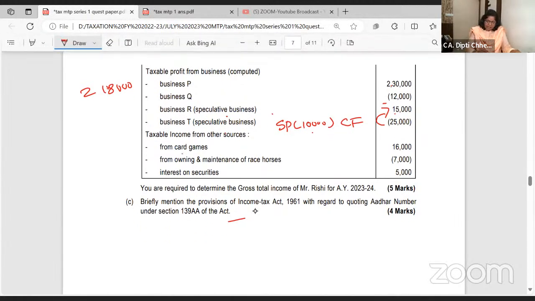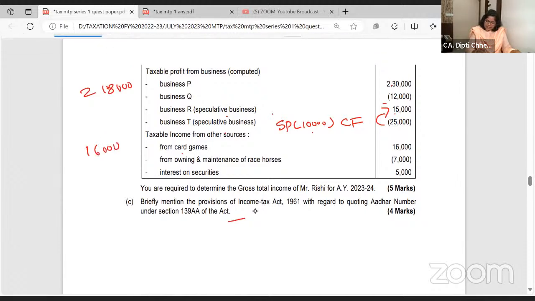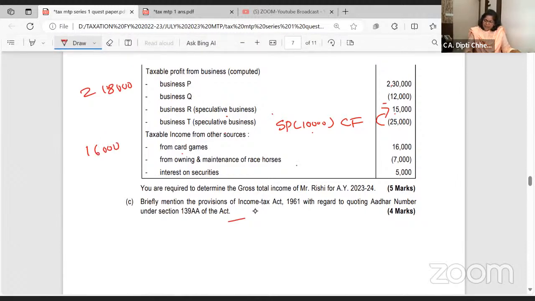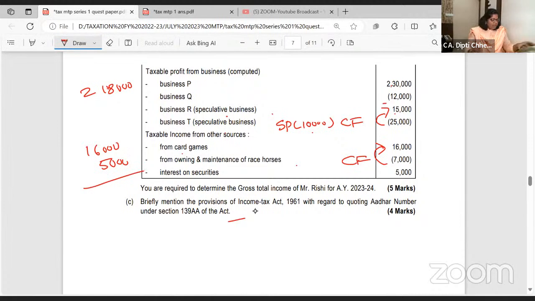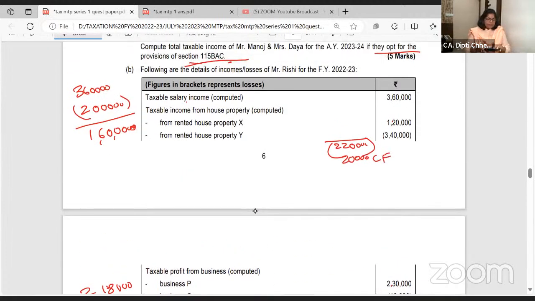Next, winning from card games. Yes. Owning and maintaining horse races, carry forward. You cannot set off horse races loss with any other income. And horse races business should be carried on, return should be filed, and horse races loss can be carried forward for 4 years. And 6 or 5. Ho gaya. Problem khatam. Dekho ek baar.